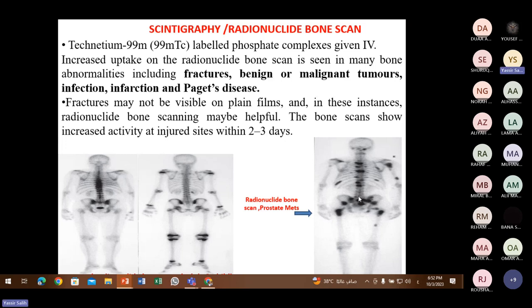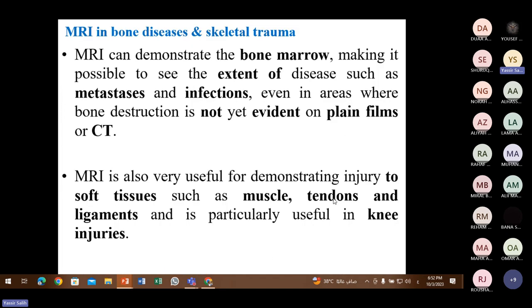Patient is a known case of carcinoma of the prostate. This is metastasis. Yes, metastasis. All these lesions are metastasis. Here, the hot spots, the increased uptake, is metastasis. طيب خلصنا عن تكلمنا عن الراديو نيوكلايد.